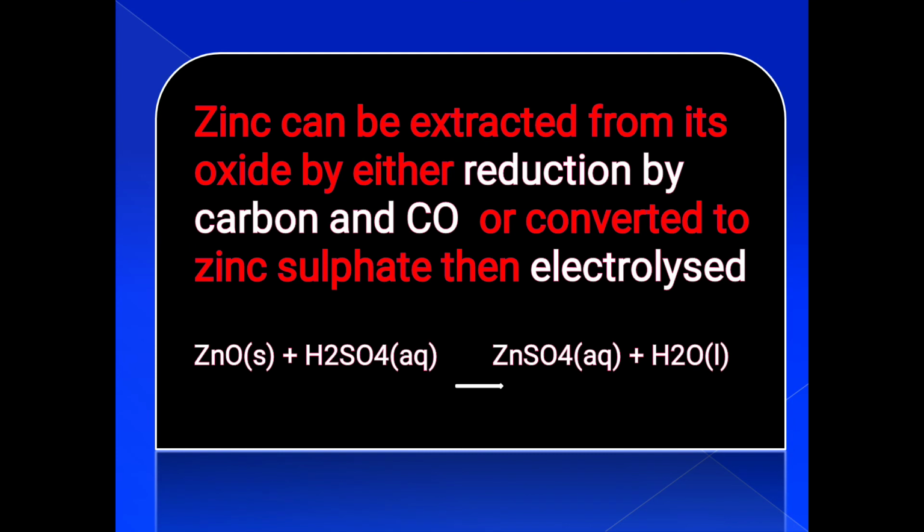So we have zinc, which now is combined with oxygen. How do we separate it? We say that this zinc can be separated from oxygen by reduction with carbon 2 oxide. Another option is by electrolyzing it. But for electrolysis, you need first to convert it from zinc oxide to zinc sulfate by reacting with sulfuric 6 acid.